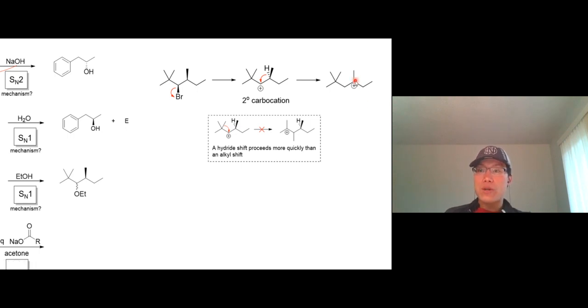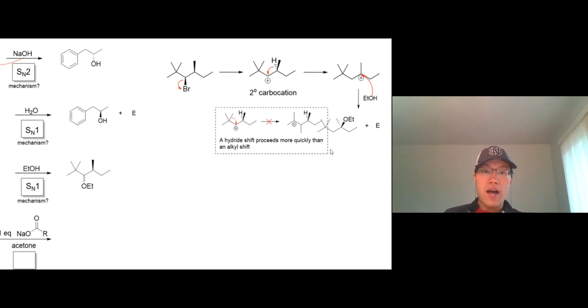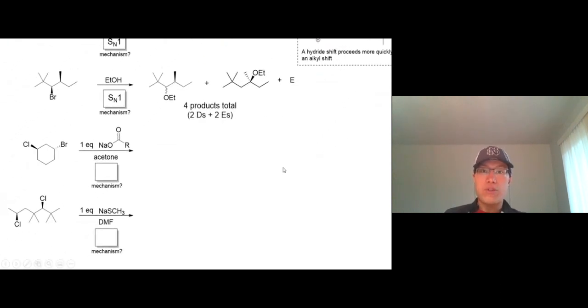And then in this case, we've got a carbocation, and ethanol can attack from the front and the back. You should get one compound plus its enantiomer there. So you should get 4 products total. We have 2 diastereomers and 2 enantiomers in here.